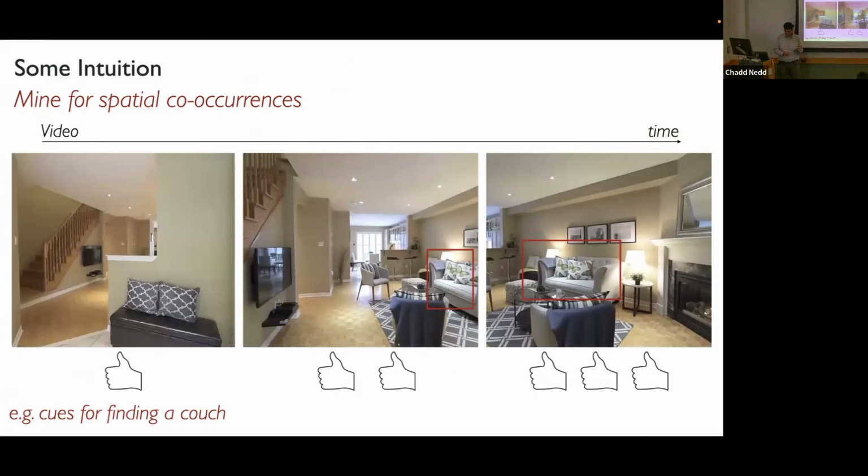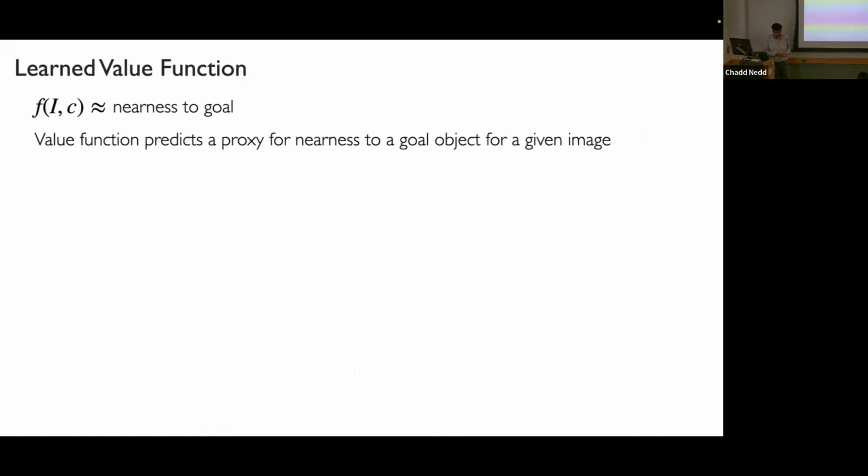But the interesting thing is that even in the first image, where you don't see the couch, you can still say this is not such a bad location, because to find the couch, you can leverage the co-occurrence that this television is often near it. If I go towards the television, I might end up seeing the couch. This is what's happening under the hood when you're doing Q-learning on this kind of dataset, and that's how one might mine for these spatial co-occurrences purely from data. So this is what the learned value function looks like.